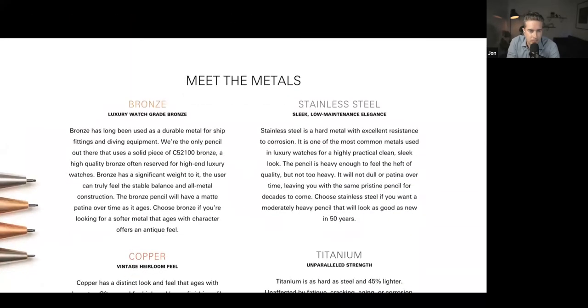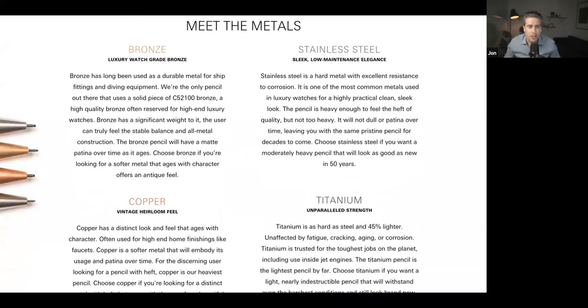So, next page. Now we're all of a sudden getting into what the metals are. Again, I still don't know what the price is. I still don't know what I'm potentially buying. I still haven't seen it in action. But all of a sudden I'm being told about bronze, stainless steel, titanium, and copper, and I'm just like, do I care? Why should I care? Why are you telling me this?